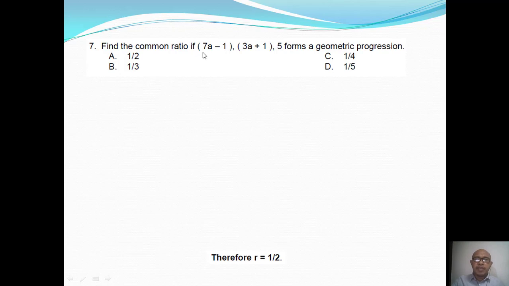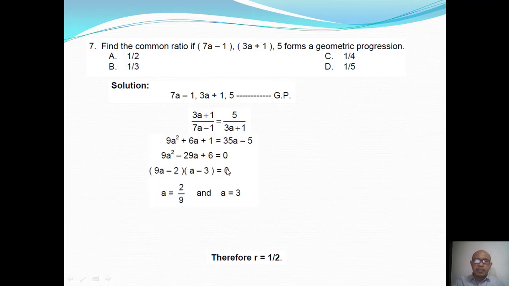Find the common ratio if 7a minus 1, 3a plus 1, 5 forms a geometric progression. We can solve the value of a using the common ratio, because the common ratio is the ratio between two adjacent terms. So we have here (3a plus 1) over (7a minus 1) equal to 5 over (3a plus 1). And then by calculator, we can solve for a. We have two possible values, 2 over 9 and 3.